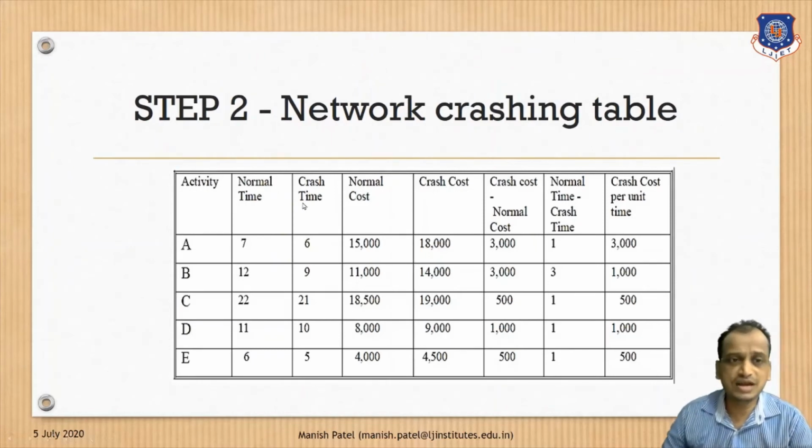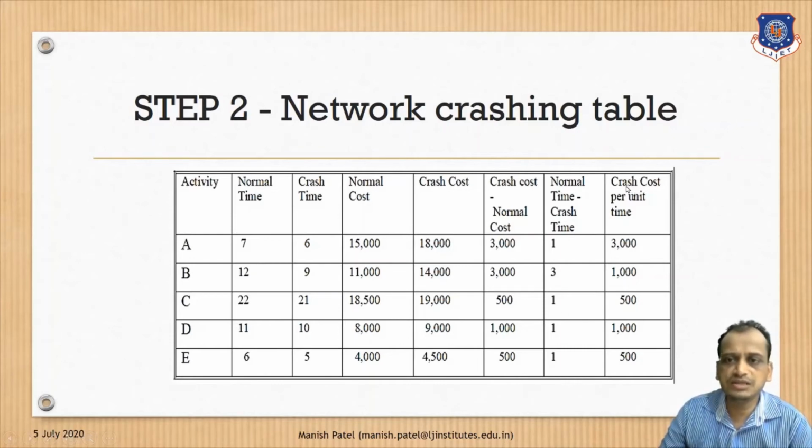Now this data was given already. Crash cost is given. Now crash cost minus normal cost means 18,000 minus 15,000 is 3,000. 14,000 minus 11,000, 3,000. 19,000 minus 18,500 is 500, and accordingly you find out the difference. Clear? Same way, normal time minus crash time: 7 minus 6, 1; 12 minus 9, 3; 22 minus 21, 1; 11 minus 10, 1; and accordingly. Clear?